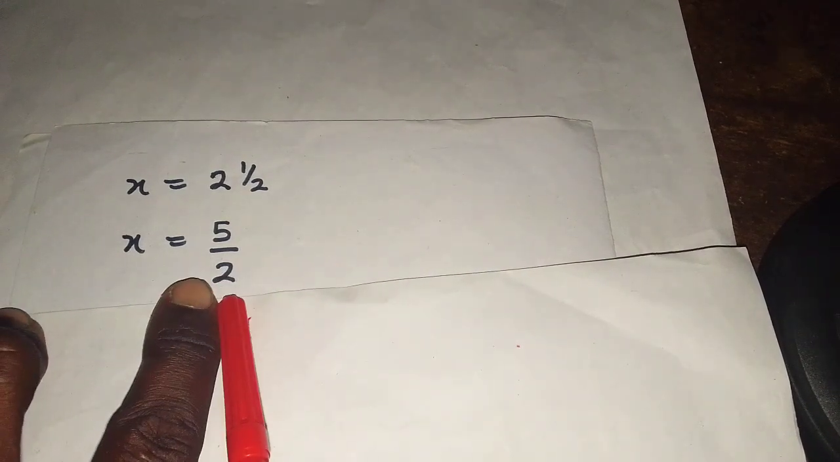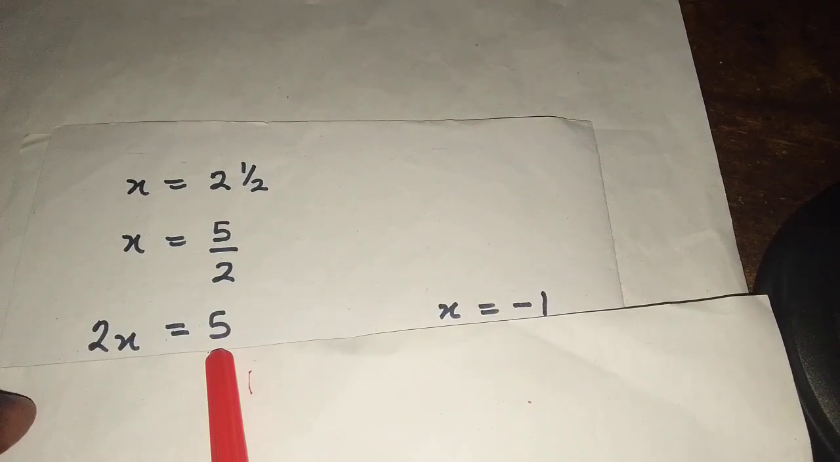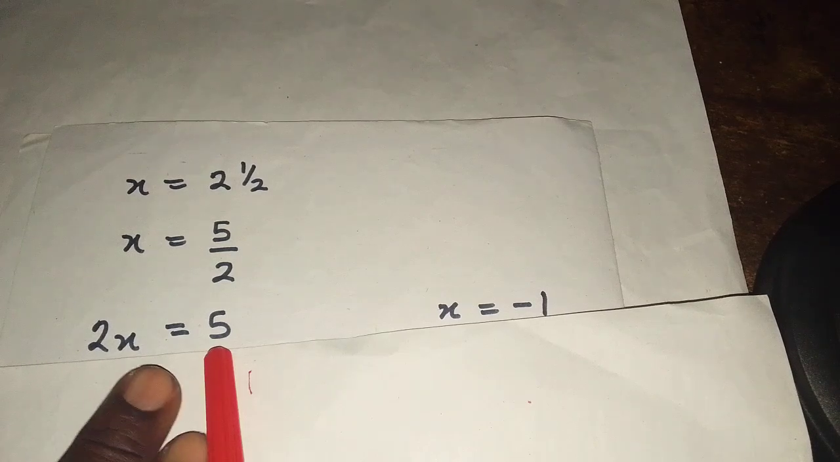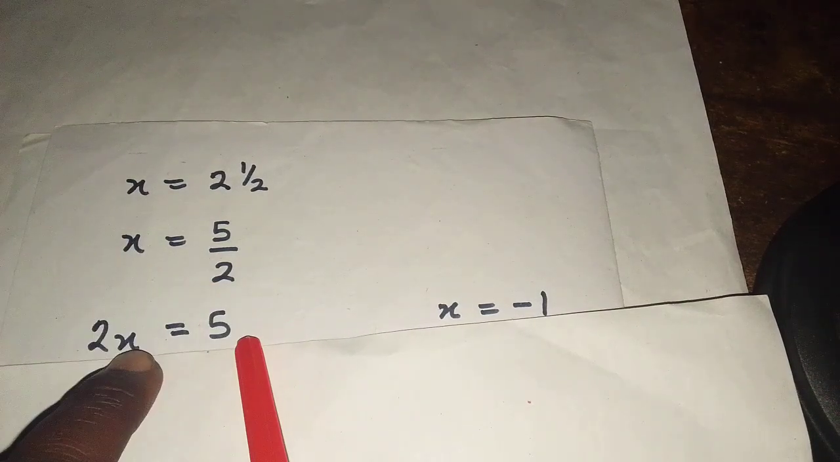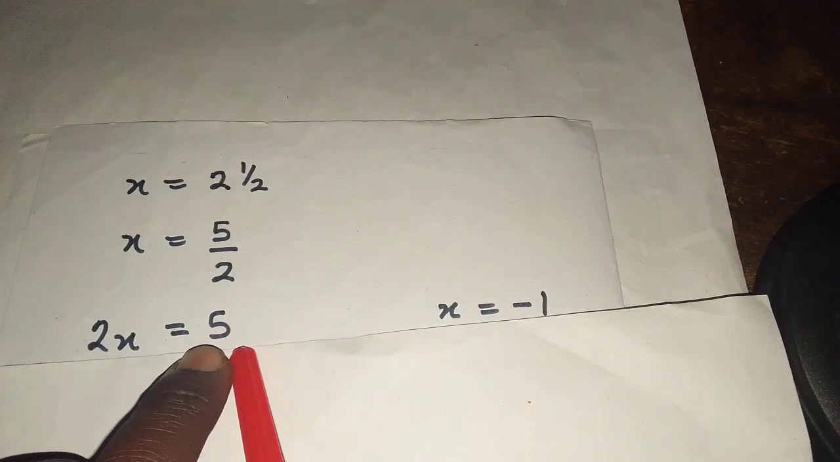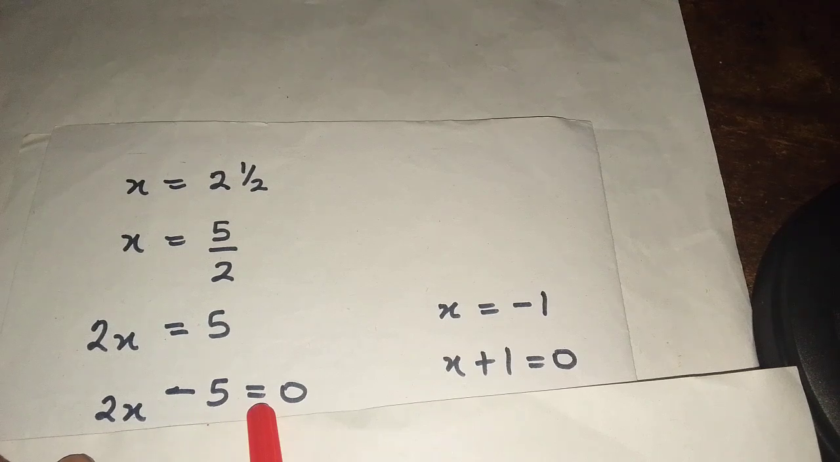So we want to look for the factor. This 2 here, bring it here, it now turns to 2x is equal to 5. So we are looking for the factor of that equation. Now let us bring this plus 5 to this side. When it crosses the equality sign, it turns to 2x minus 5 is equal to 0. So this is one of the factors.